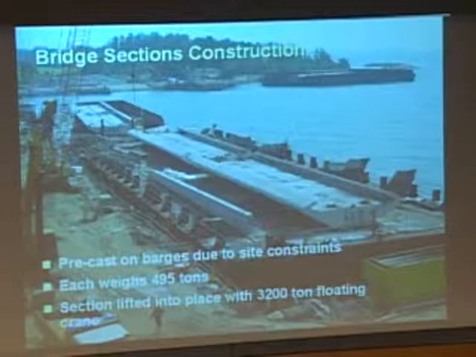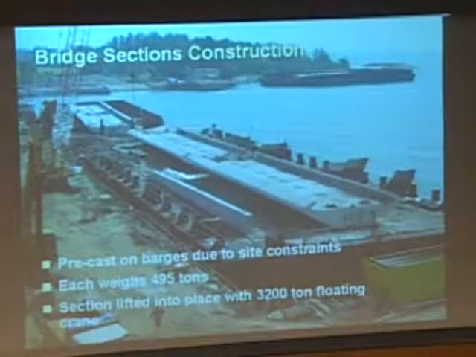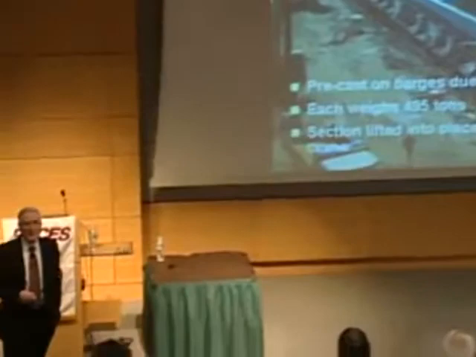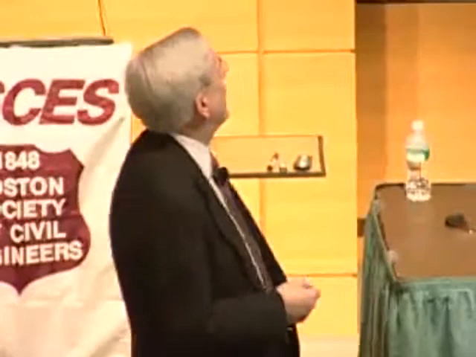The bridge sections across it were also cast on barges due to site constraints, so we precast them. They weighed almost 500 tons apiece. The benefit of Singapore is we have some very large floating gear there. We had a 3,200-ton crane that could, in fact, reach out far enough to get over the cofferdams and reach the place and drop them in.